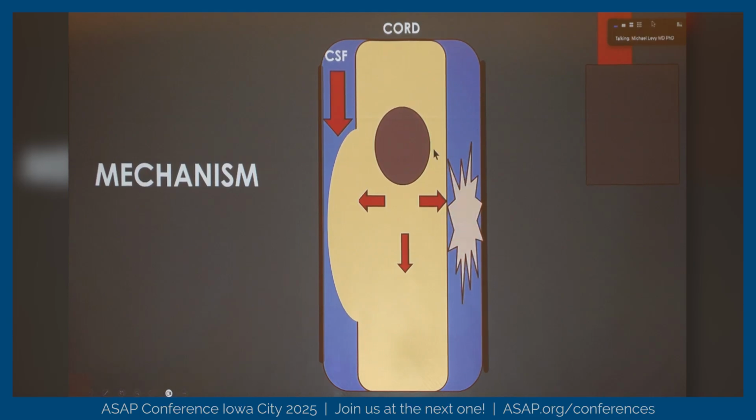A similar phenomenon occurs with arachnoiditis, infection, scarring, or something else that is creating an occlusion or an increased resistance in the CSF space, which will then result in essentially the same type of phenomenon.